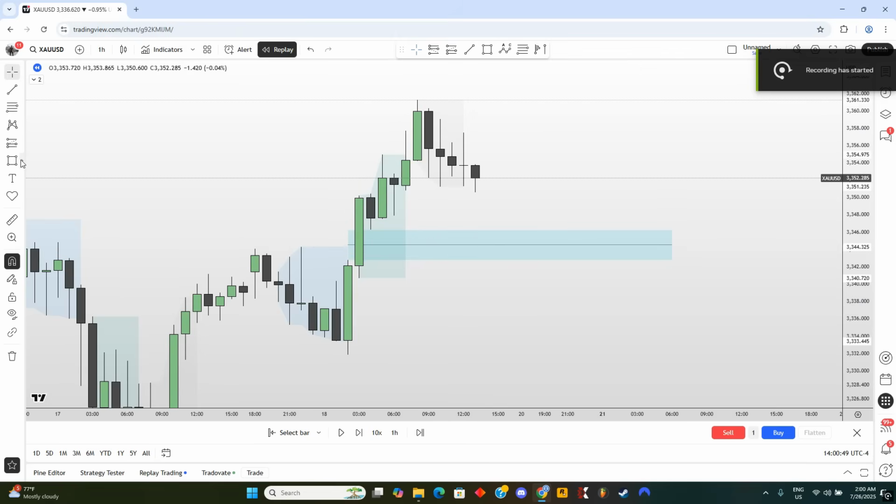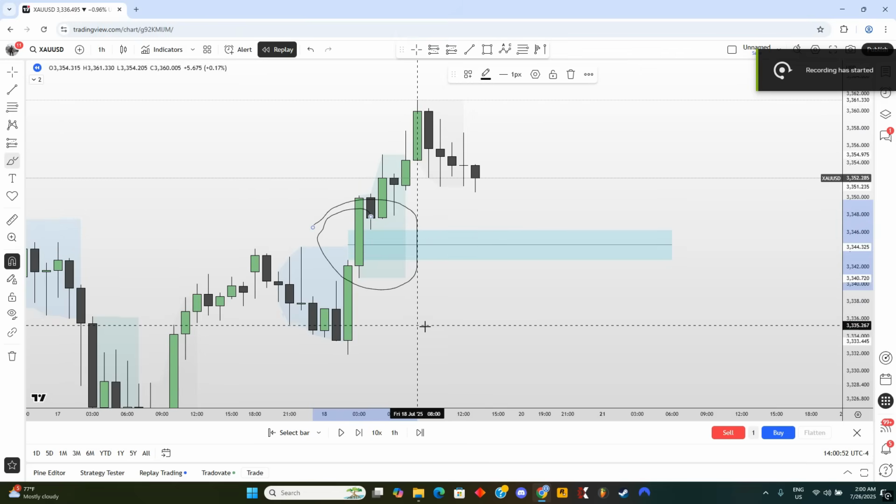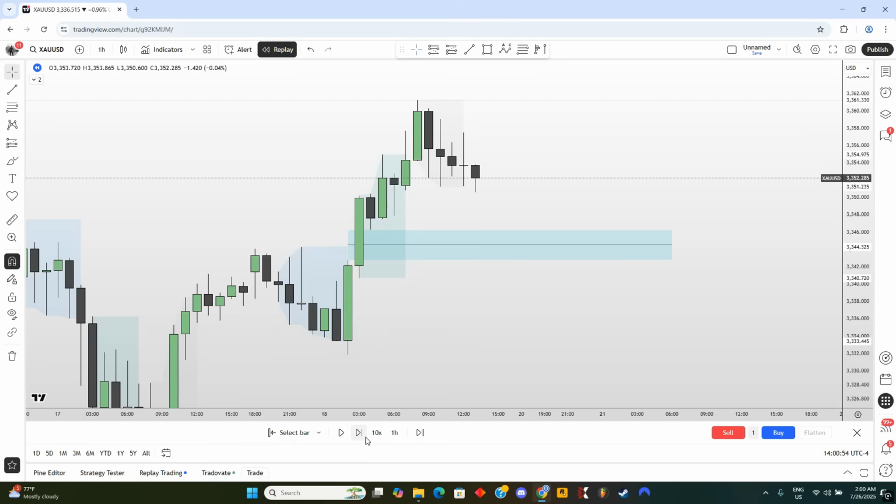We are clearly pushing up, and we have this fair value gap over here. That is our key level. Now we are simply waiting for price to tap into our fair value gap, which is our key level.